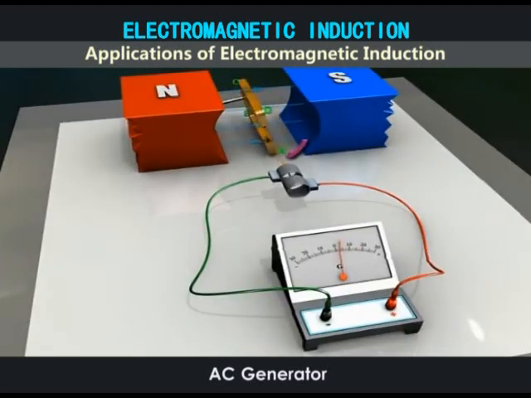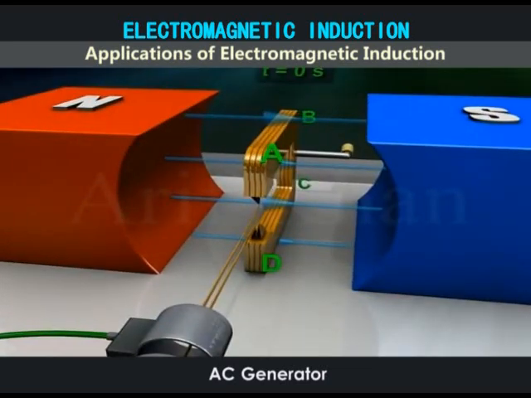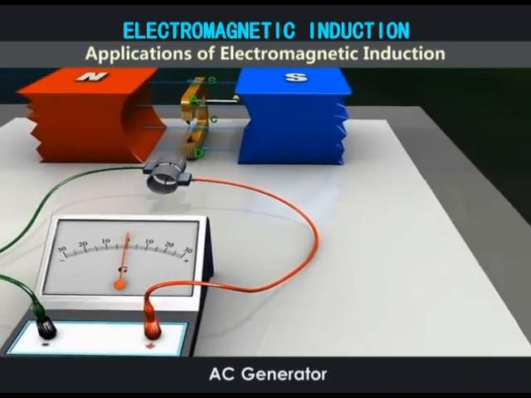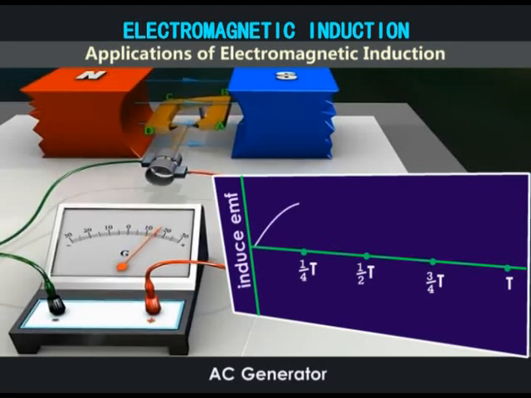Suppose the armature takes t seconds to complete one rotation clockwise. At time t equals 0 seconds, the armature ABCD is vertical with the arm AB up and arm CD down. At this position, when the armature rotates, the rate of change of magnetic flux is momentarily 0. Hence, the induced EMF at this position is 0. During the first quarter rotation, the induced EMF increases. Then at t/4 seconds, the armature becomes horizontal.